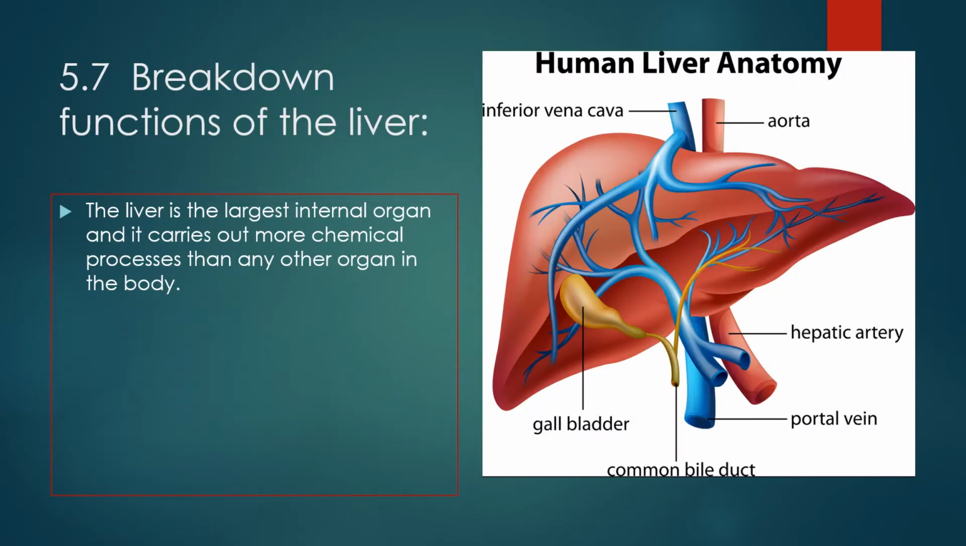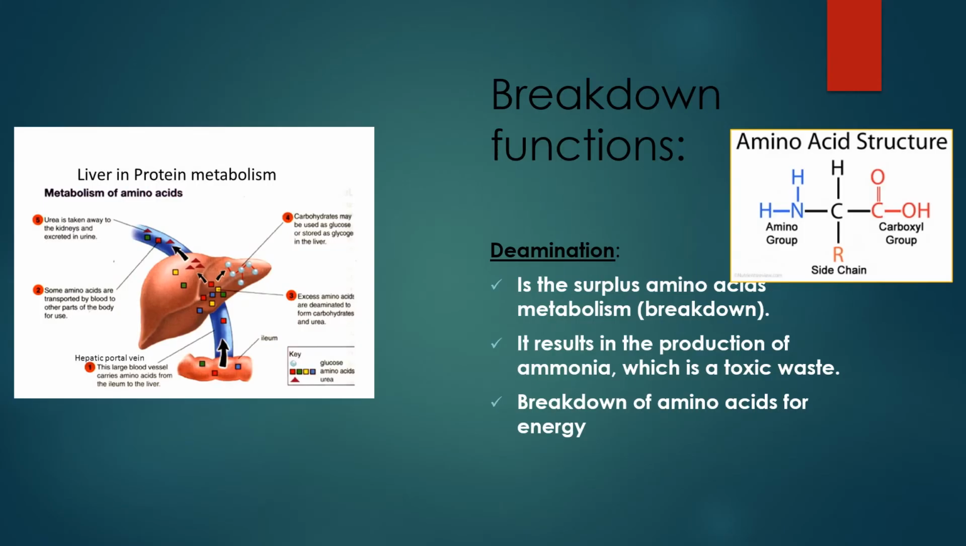We now move on to the liver, one of the biggest organs in the body. It is the largest internal organ, and it carries out more chemical processes than any other organ in the body as well. So one of the functions is to break down proteins, to break down toxins such as alcohol. It breaks down amino acids for energy as well.